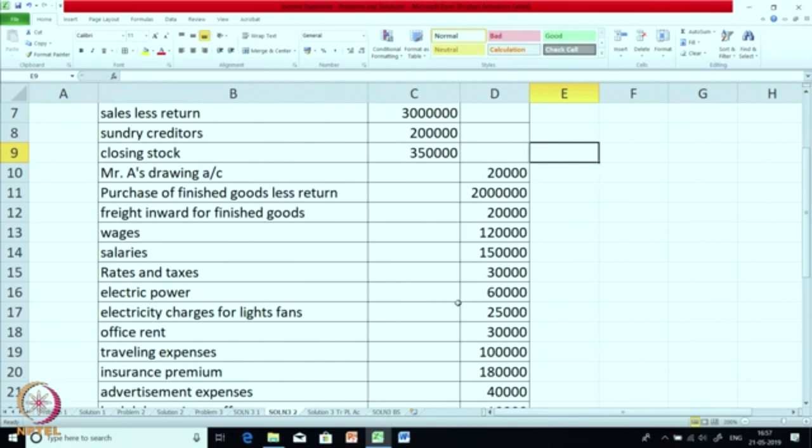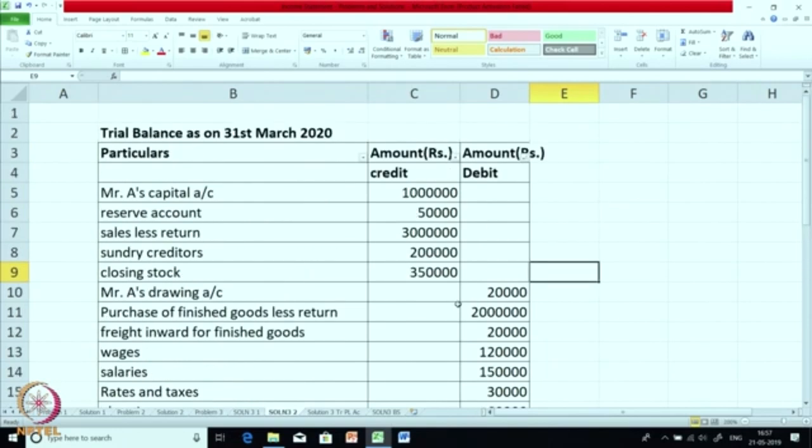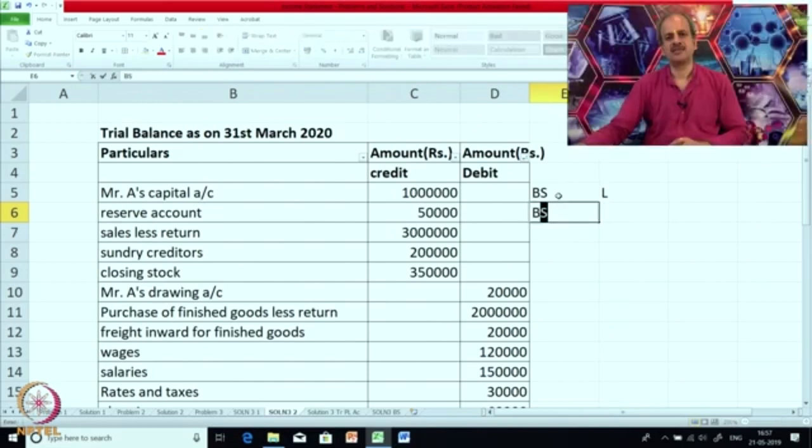I hope you are ready with the solution. Are you ready to see the solution? Since we have done it before, I hope you know the process. For example, A's capital, where will you take it? You know it's a liability item in the balance sheet. If you want, you can go on marking it like this. Reserves, again a liability item in the balance sheet.